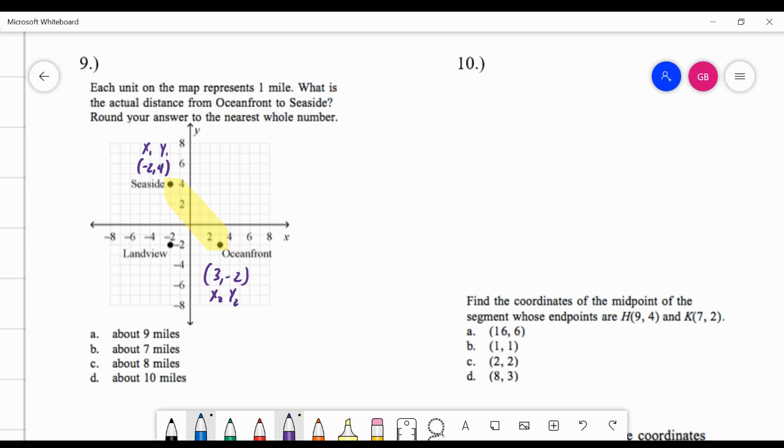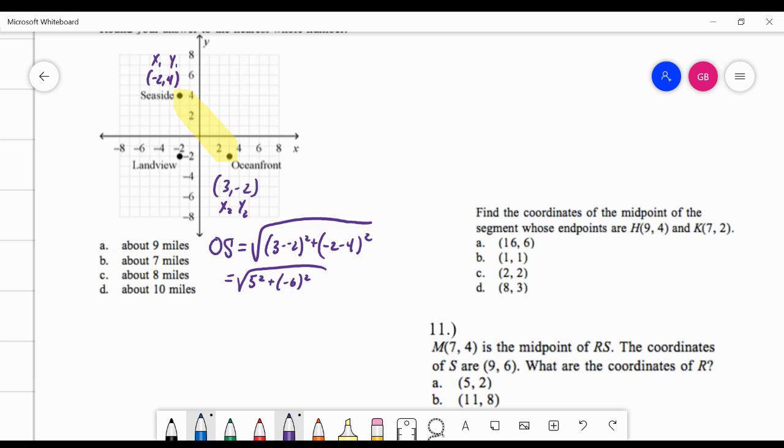So from oceanfront to seaside, it's going to be the square root of 3 minus -2 squared, and -2 minus 4 squared. That's going to give us 5 squared plus -6 squared, which is going to be 25.